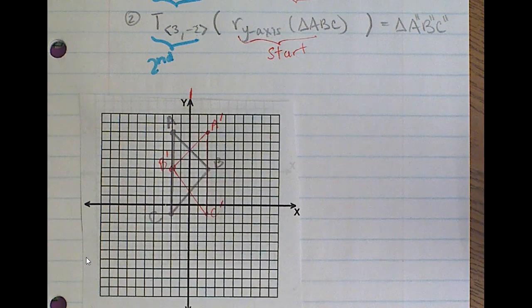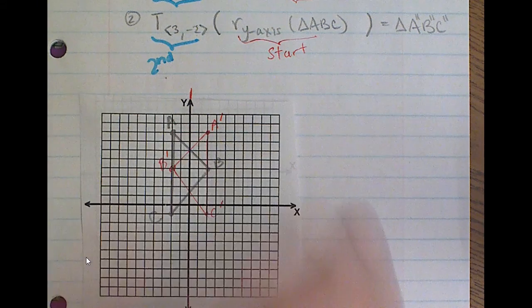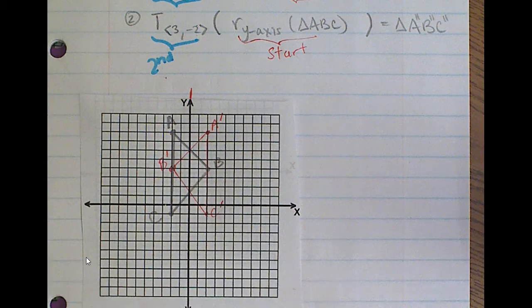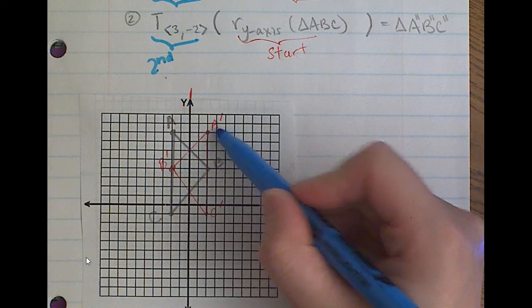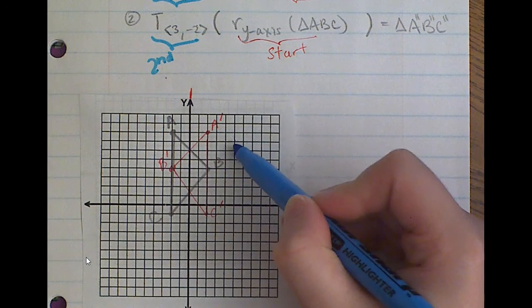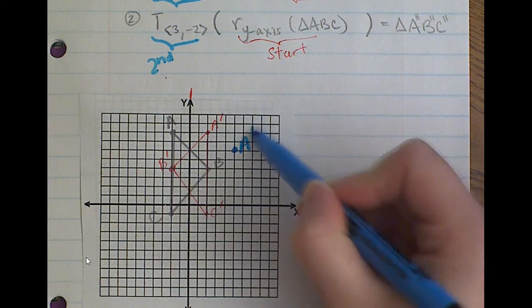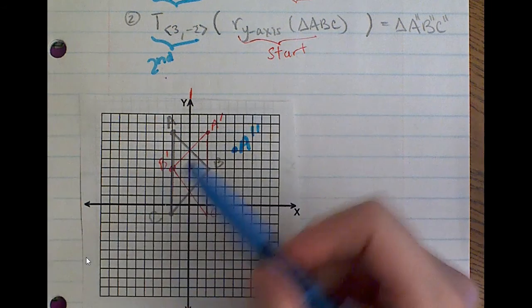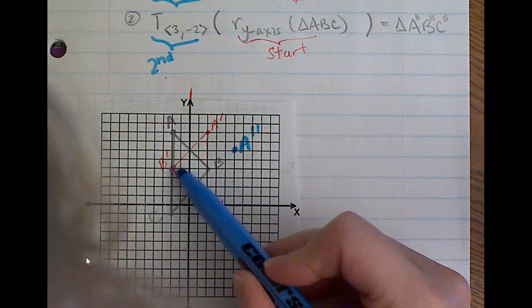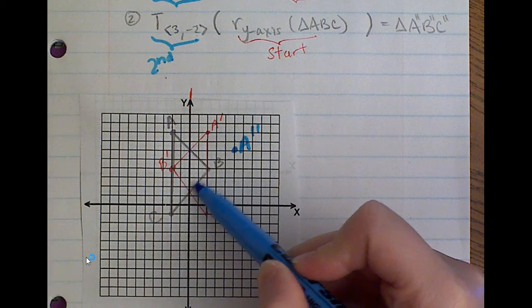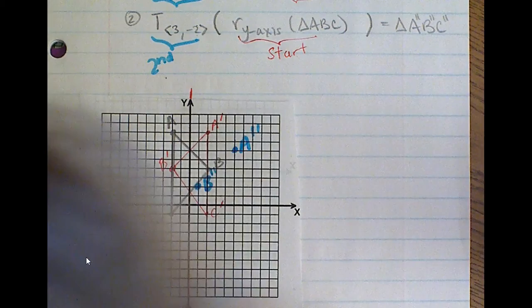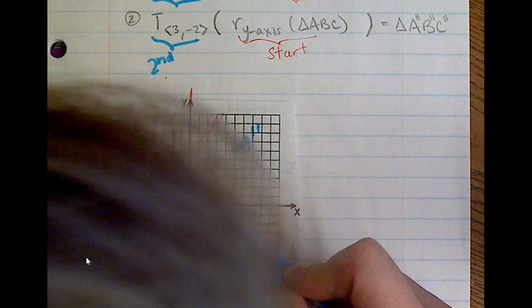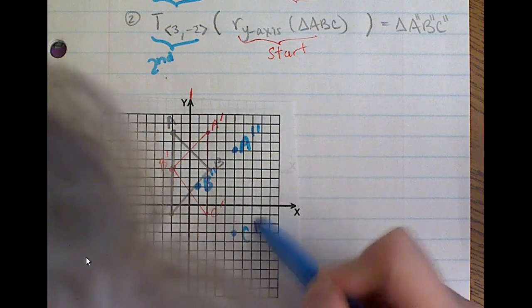All right. After you've done that first reflection, now we're going to go to the second transformation. So I'm going to move every point 3 units to the right and 2 units down. So starting with A prime, 1, 2, 3 to the right, and 1, 2 down, A double prime. And do that for each point. So B, 1, 2, 3, 1, 2. Here's B prime, B double prime, excuse me. And then C, 1, 2, 3, 2 down, C double prime.